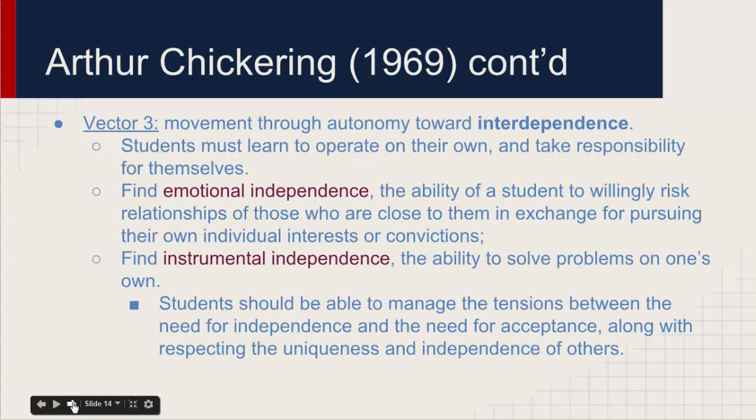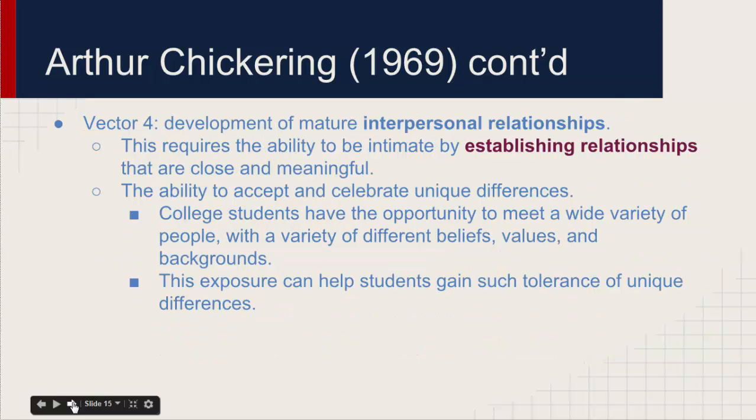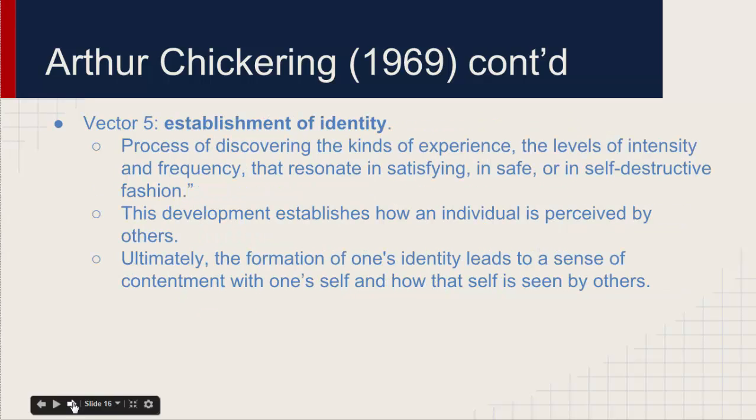Vector 3 talks about emotional independence and instrumental independence. That is, the student should have the ability to solve problems on one's own. Vector 4 looks at establishing relationships. Once a student is exposed on a college campus, they will come in contact with students of different backgrounds. Students should be able to develop meaningful relationships with other students.